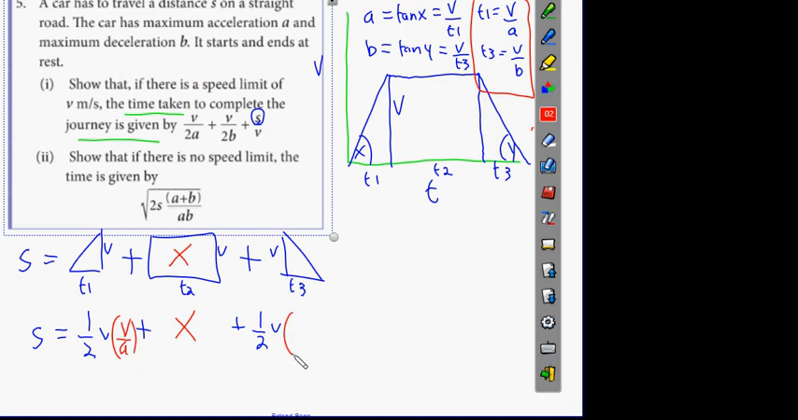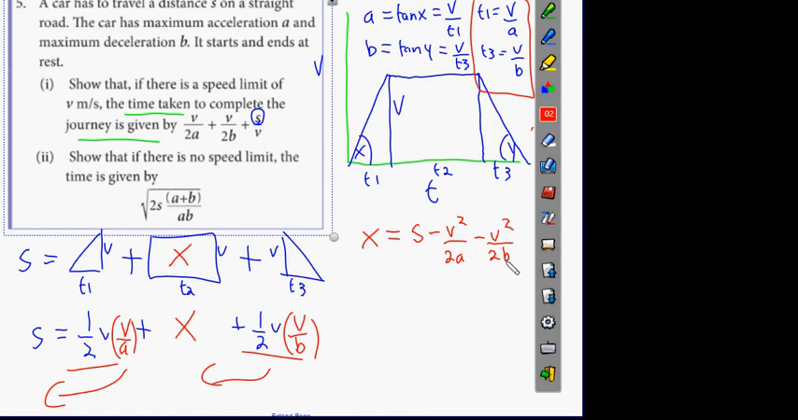And then it's going to be V over B. Now, I'm going to bring these over the other side, the whole thing, and I'm going to get x is going to equal s minus a half, what's it going to be, phi squared over 2a, and that's going to be minus phi squared over 2b. Would everybody agree that's technically the area of the rectangle, the middle distance? Everybody happy with that?